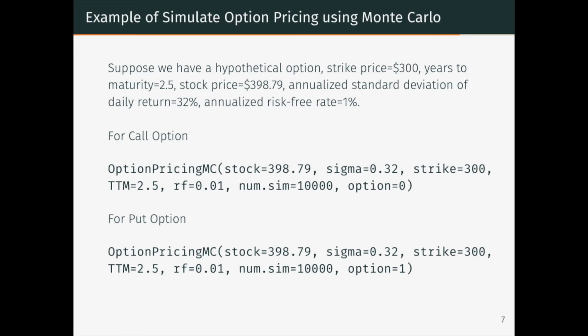For the call option, we put the stock equal to 398.79, sigma equal to 0.32, strike equal to 300, TTM equal to 2.5, RF equal to 0.01, num.sim equal to 10,000, and option equal to 0. For the put option, we have stock, sigma, strike, TTM, RF, num.sim. They are the same as the call option, but the option equal to 1 in this case.